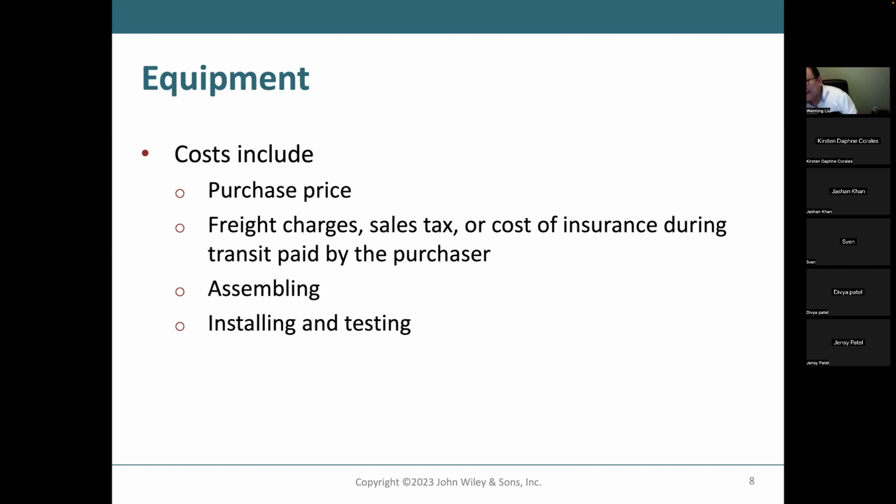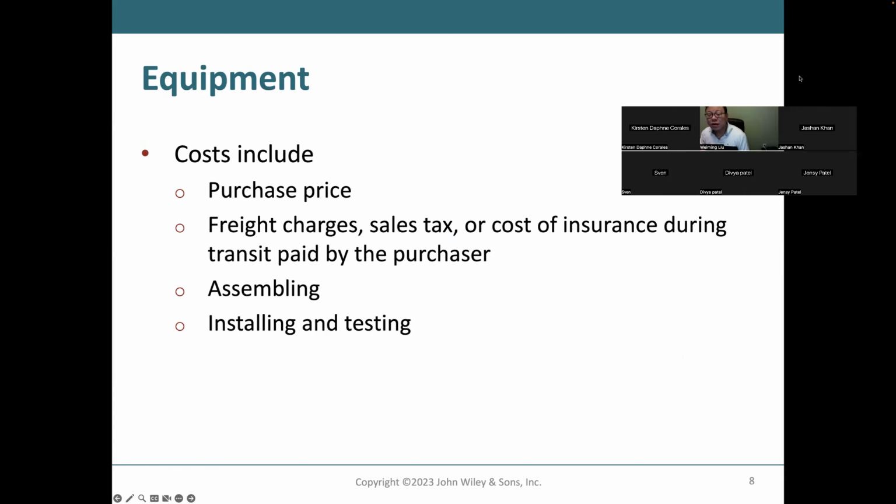So for land improvement, building, equipment, does anyone have any questions? Give me a thumbs up if you understand everything. 1, 2, 3. Okay, awesome. Thank you very much.